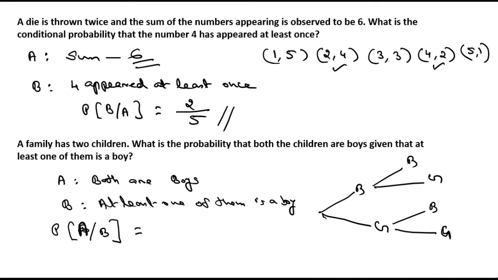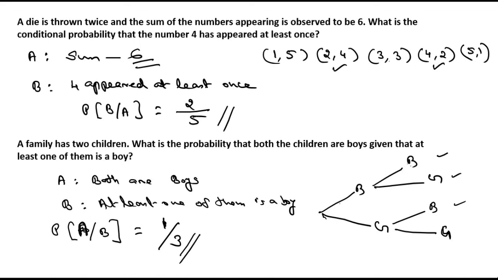Now both are boys, this is only one case: BB. Here GB, BG, GG. So only one case is there. Now what else do we want? At least one of them is a boy. So one should be a boy; both can also be boys. So BB, BG, GB. One boy is there. But GG, both are girls, is not possible. So these are 3 cases, so 1 by 3.